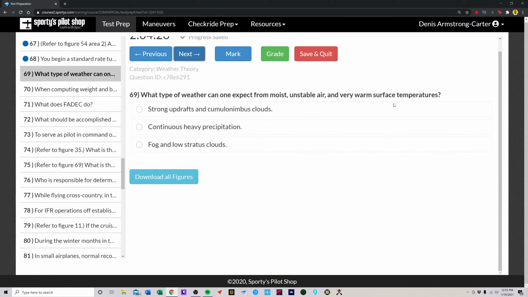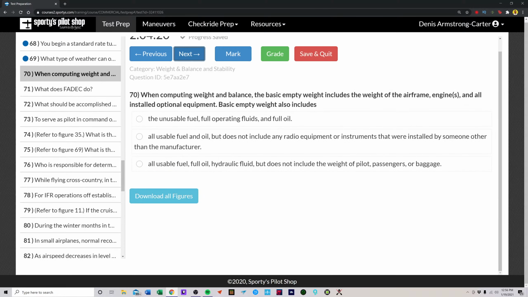Moist, unstable air, very warm temperatures. Strong updrafts and cumulus clouds. When computing weight and balance, the basic empty weight includes the weight of the airframe, engines, and all installed equipment. Basic empty weight also includes the unusable fuel, operating fuel, and fluids, but not usable fuel or any radio equipment.